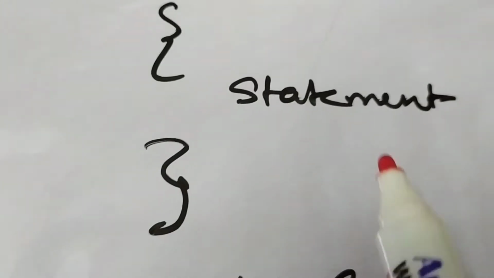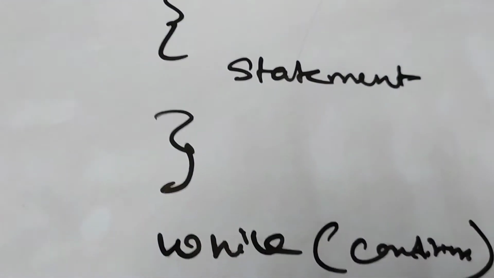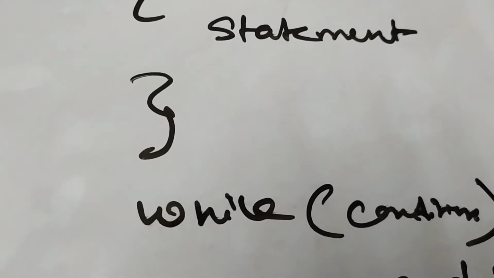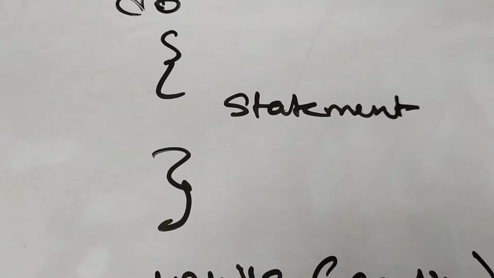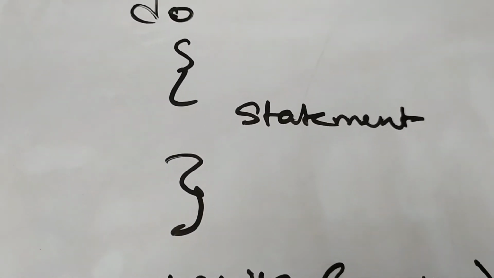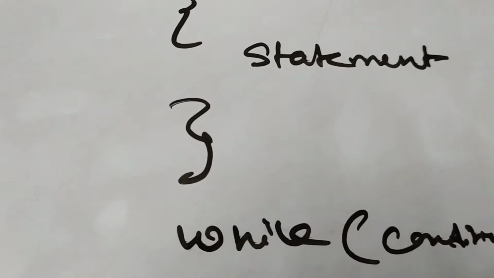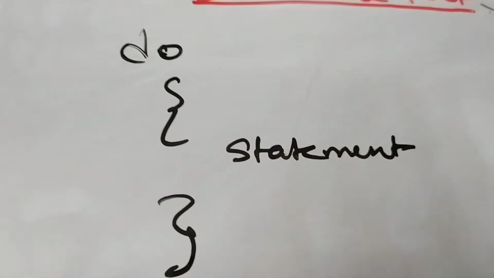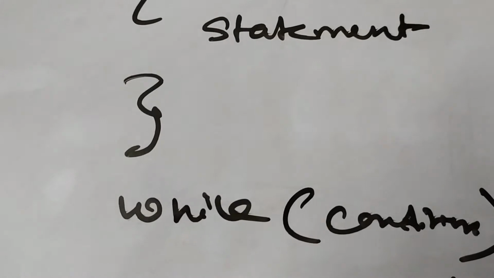Suppose in the do loop we write the statement and we assign the condition in while. That means while the condition is this, do, this statement will happen, unlike the if else loop. This is the structure of the do while loop. And now the second thing is that I will show you the increment and the decrement operator.